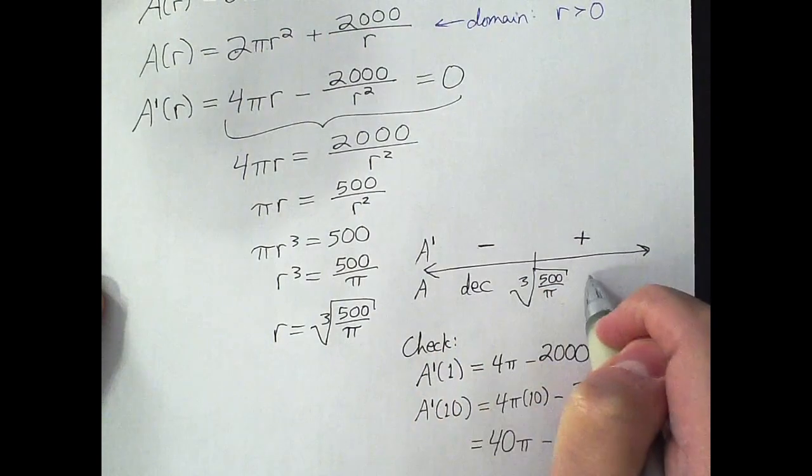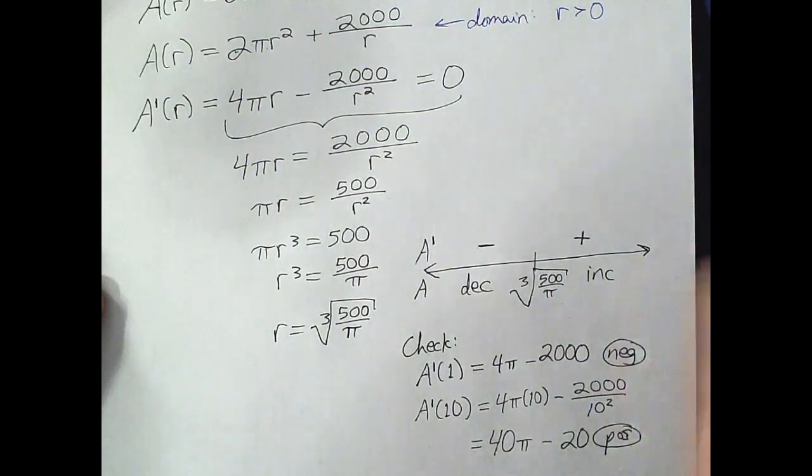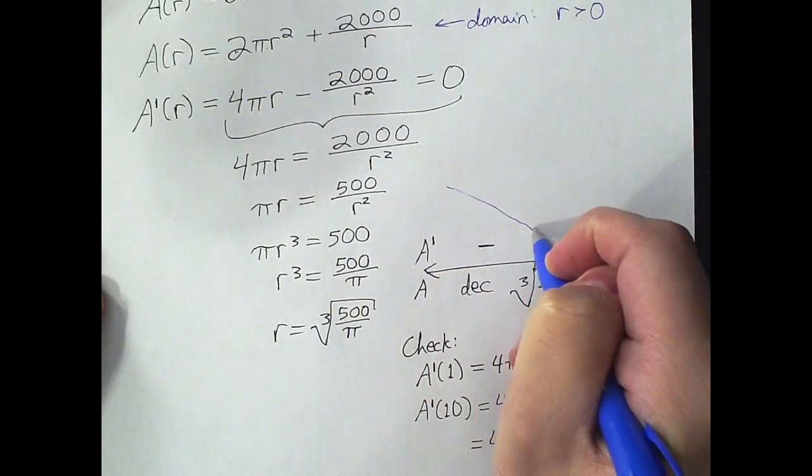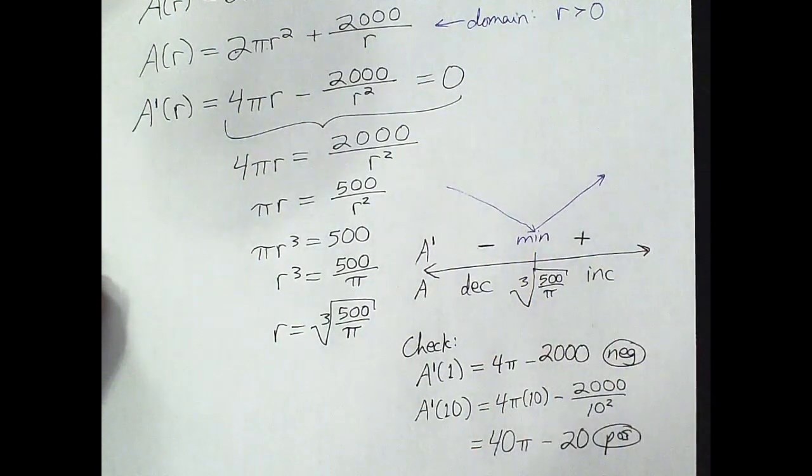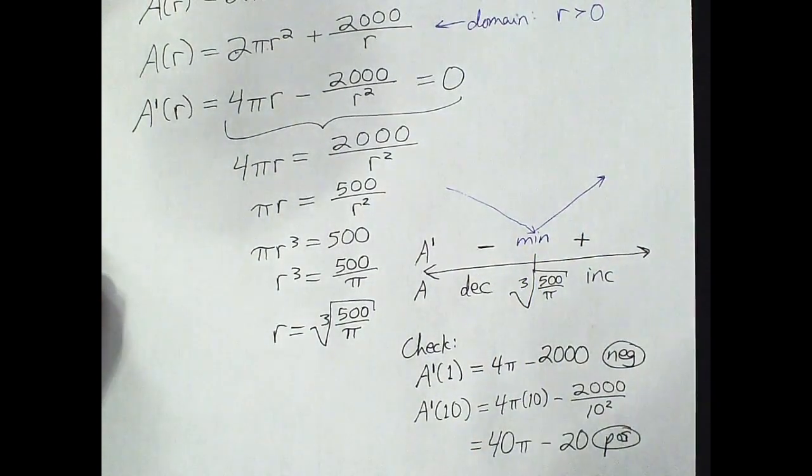So that was good enough for us to find that this is negative and then positive. So the function is decreasing and then increasing, which means that, yes, we have verified that this is where a minimum occurs. That's what I wanted to see. I wanted to verify that, yes, this is where a minimum occurs.